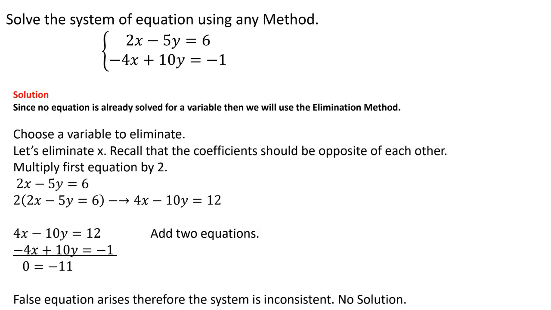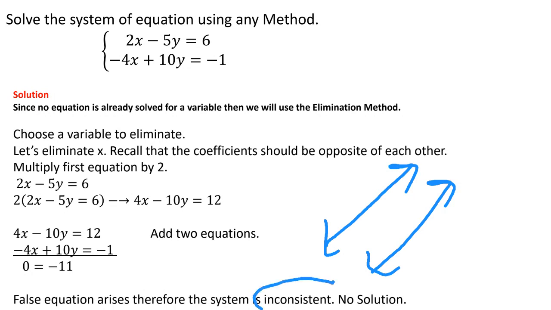4x minus 4x is 0. Negative 10 plus 10 is 0. And then 12 minus 1 is 11. So we ended up with a false statement here. And when that happens, that means that there is no solution. If you recall, if there's no solution and you were to graph these lines, they're going to be parallel, meaning that the lines will not intersect. Now, the other word we use to represent no solution is inconsistent.